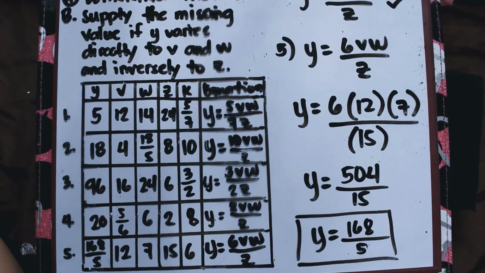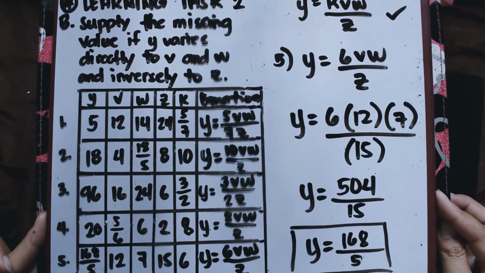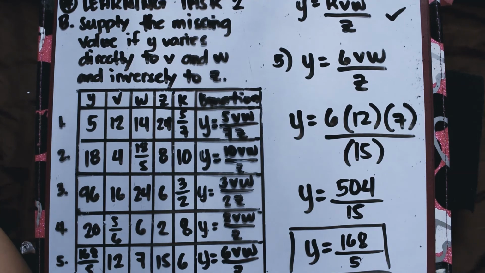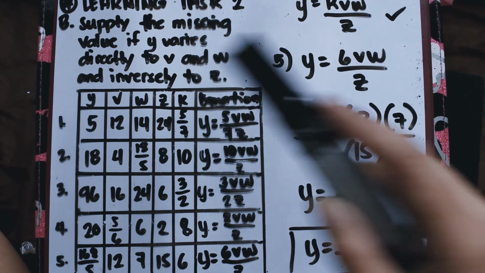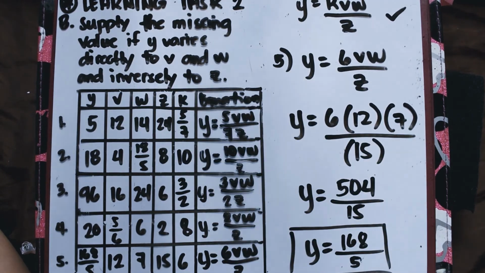Ayan. So, natapos na po natin yung learning task number 2 sa inyong module. Kasi diba, unang video ko is learning task number 1, A and B. So, dito po sa pangalawang video ko, learning task number 2, letters A and B din. A kasi ay tumatalakay po sa joint variation and ito namang B is sa combined variation na. So, dito na po nagtatapos yung ating learning task number 2 at dito ko na rin po tatapusin ang aking video dahil masyado na pong mahaba.